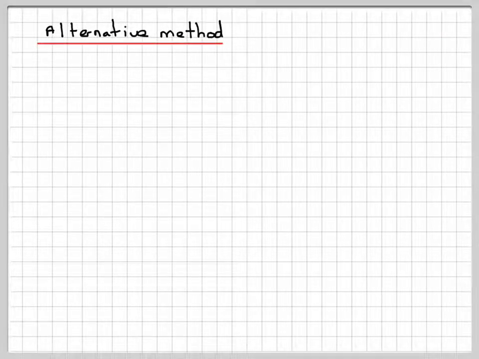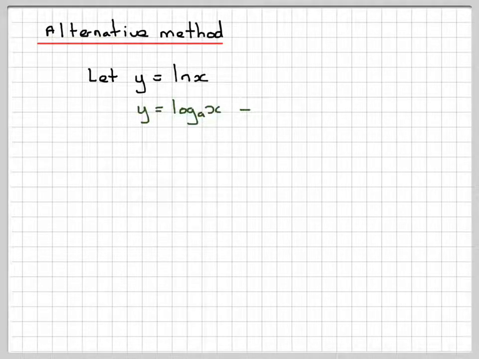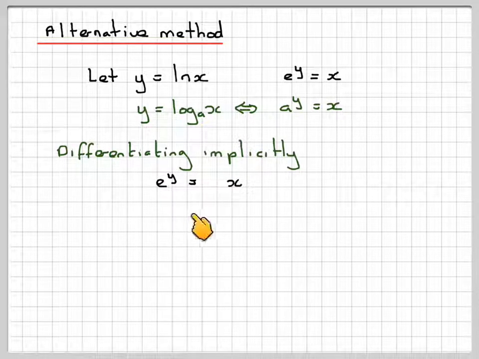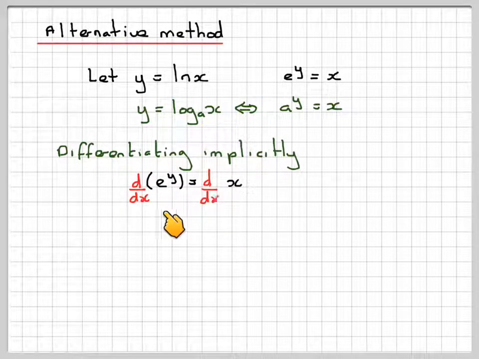Now there's an alternative proof which you quite often see in books. It starts like this: let y be equal to ln of x. It's much easier, this proof. Then we know that if y is equal to log a of x, then a to the y will be equal to x. So therefore we can say e to the y is equal to x. If we now differentiate implicitly, we do d/dx of e to the y is equal to d/dx of x.